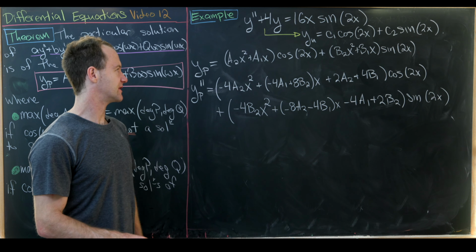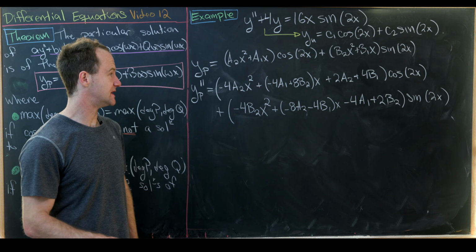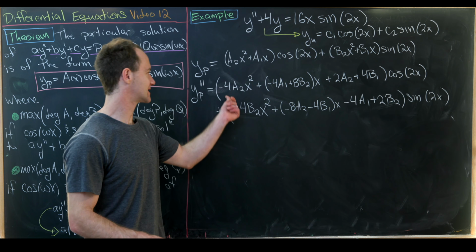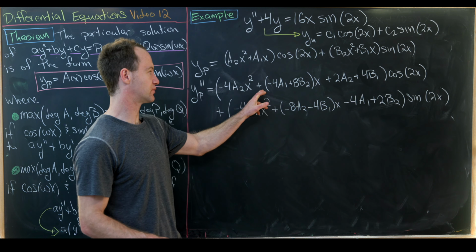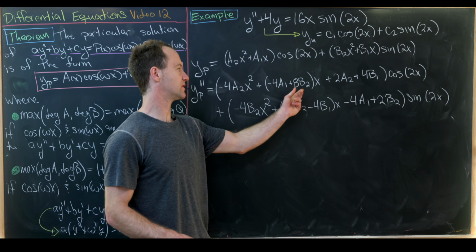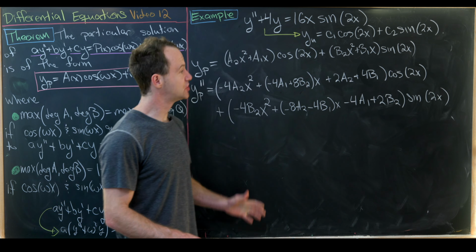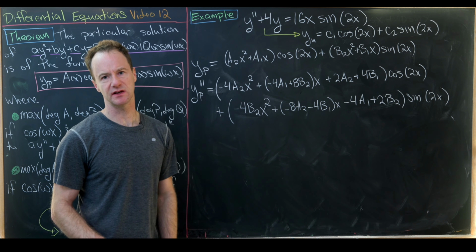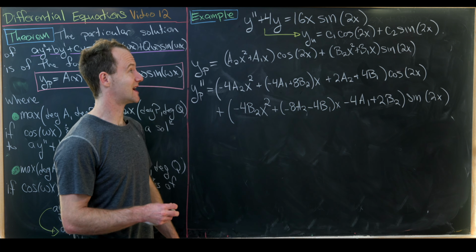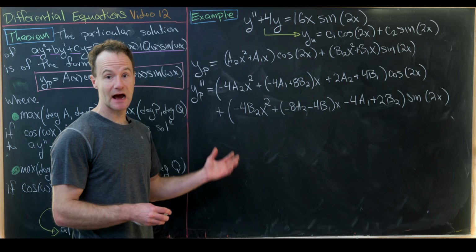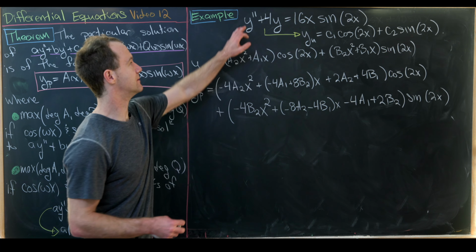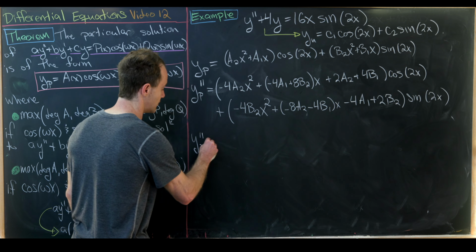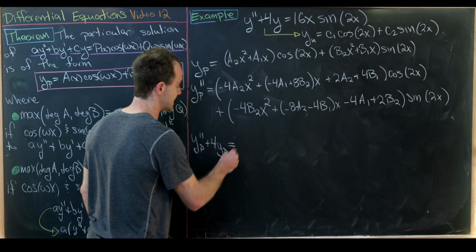Okay, so after gathering everything together, this is what we have for yp double prime. So notice it's quite a bit of a mess. The coefficient of cosine 2x is minus 4a2x squared plus this minus 4a1 plus 8b2x plus 2a2 plus 4b1 cosine 2x. Then we've got a similarly complicated coefficient for sine 2x as well. And now our game will be just as before, so we'll impose this differential equation. So we'll have yp double prime plus 4 times yp.